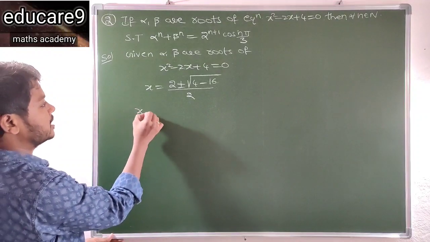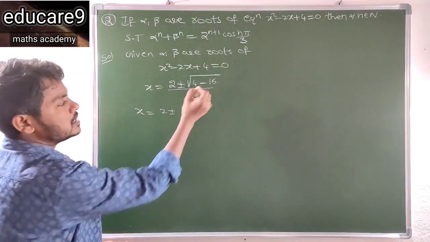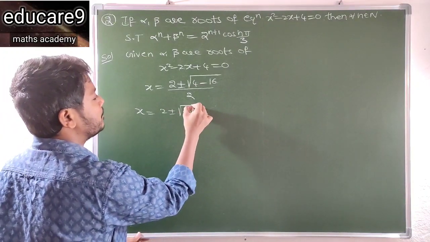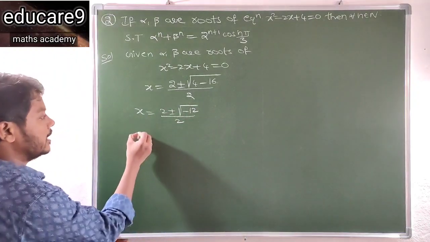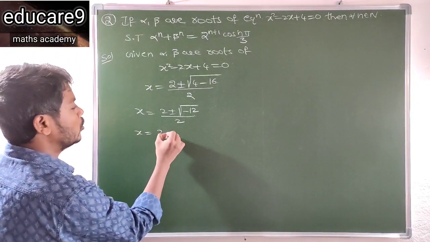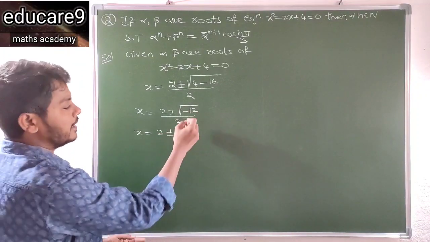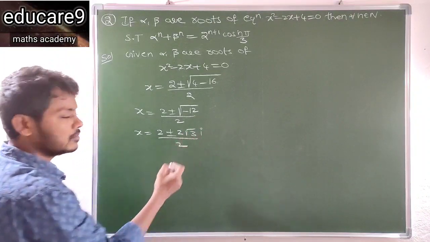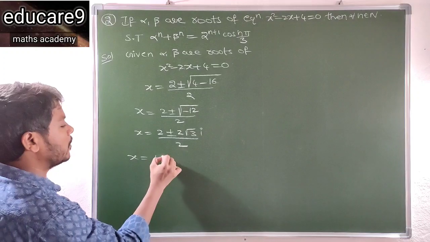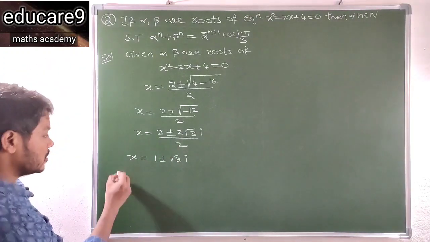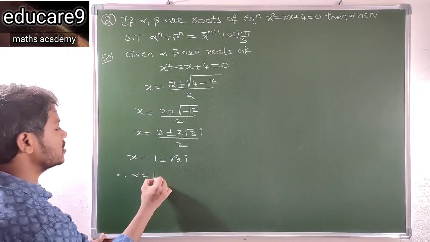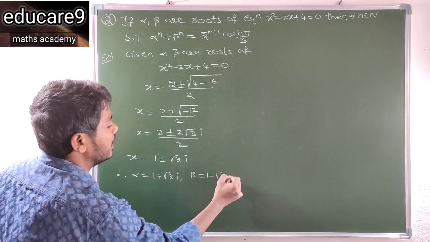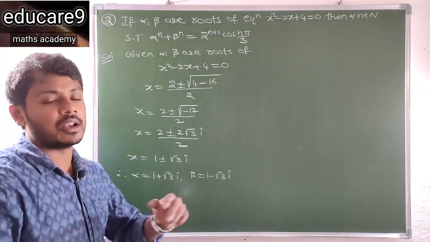So therefore x is equal to 2 plus or minus root of 4 minus 16. So clearly minus 12, divided by 2. Again x is equal to 2 plus or minus, this can be written as 2 root 3i, divided by 2. So clearly what is the x value? 1 plus or minus root 3i. So therefore alpha is equal to 1 plus root 3i, beta is equal to 1 minus root 3i. So clearly we got the values of alpha and beta.